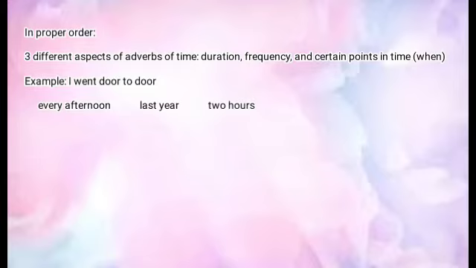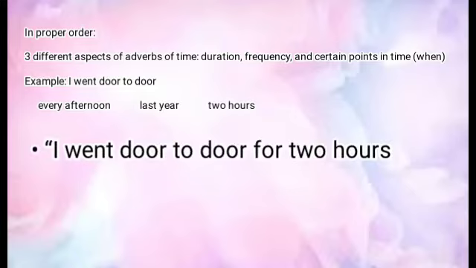The sentence is, I went door to door. So we will look first at the first aspect of time, which is the duration, or how long something happens. Among the three given times, which do you think tells you about the duration? It is for 2 hours, which states the duration, or for how long something happens. So our sentence will now become, I went door to door for 2 hours.